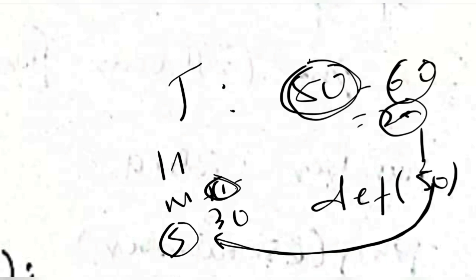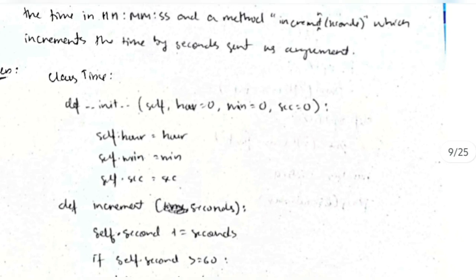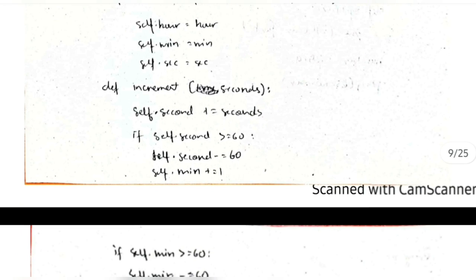Same thing goes for minutes also. If minute was like 59, it will become 60. 60 can't be represented, so minute will become 0, and hours will be incremented by 1. Okay, so that's all what happens here in the increment function.